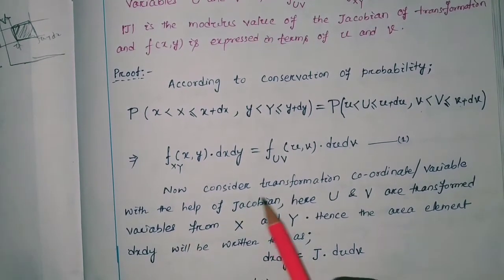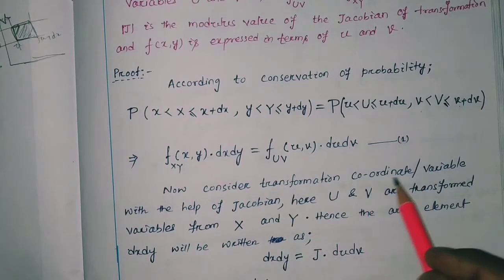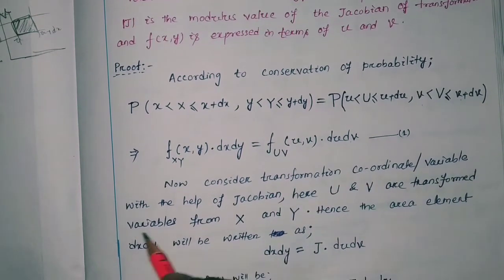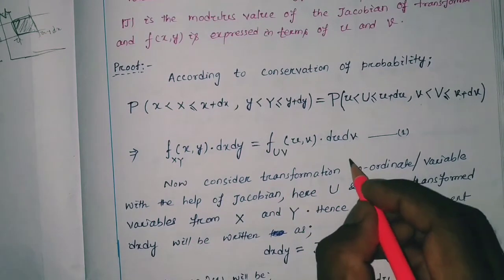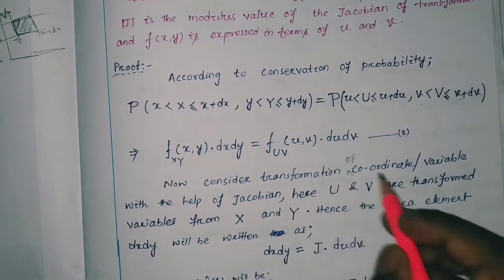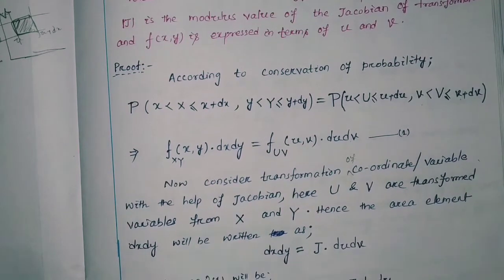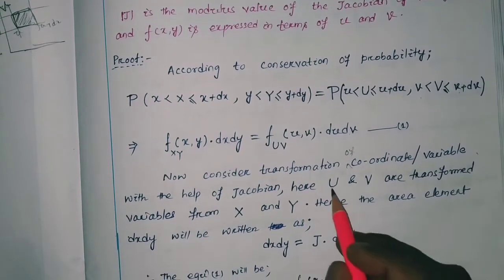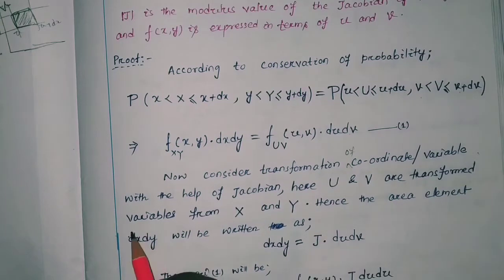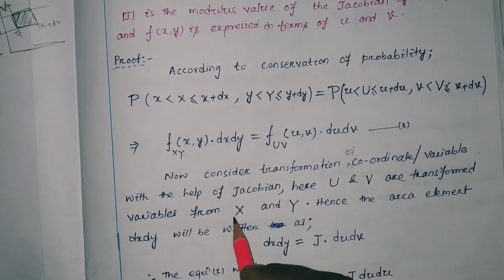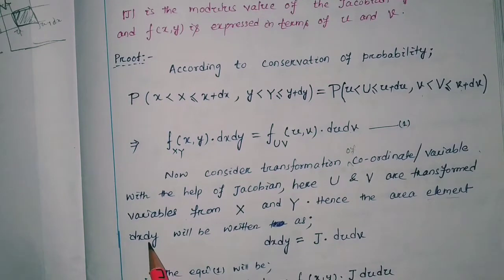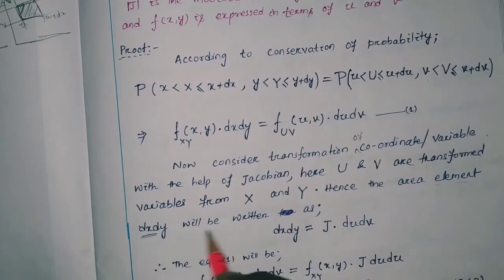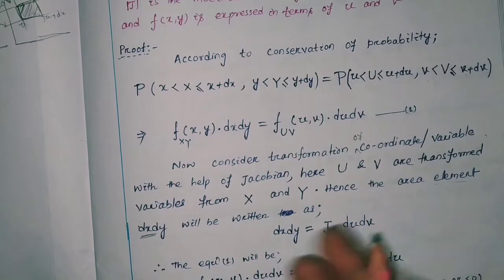Now consider transformation of coordinates or variables with the help of the Jacobian. Here u and v are the transformed variables from x and y. Hence the area element dx into dy, this is the area element, will be written as we discussed previously.